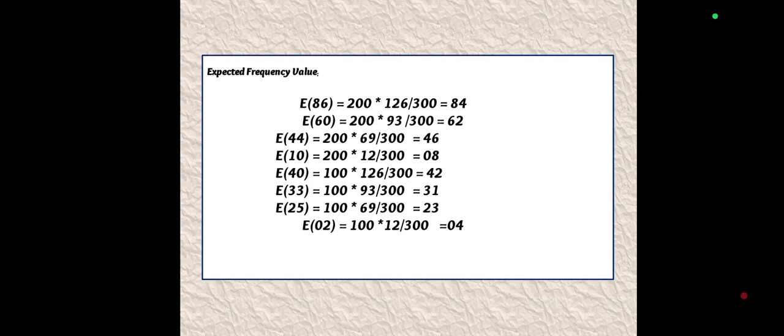the expected frequency values. Here, the observed frequency values are 86, 60, 44, 10, 40, 33, 25. Using these observed frequency values, we are going to find the expected frequency values. Already we know the expected frequency formula: row total into column total divided by grand total. Using the row total 200 and the column total 126, the grand total is 300. Dividing by 300, we get 84. Likewise, we calculate one by one.